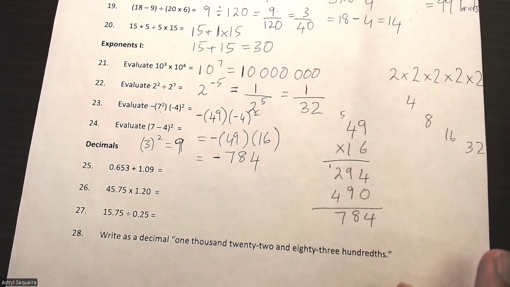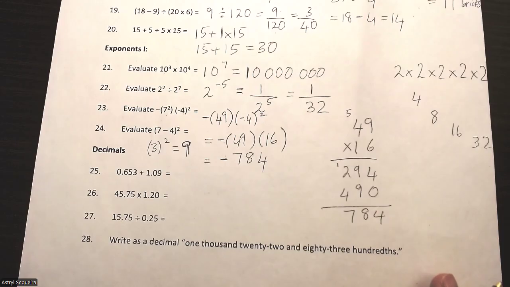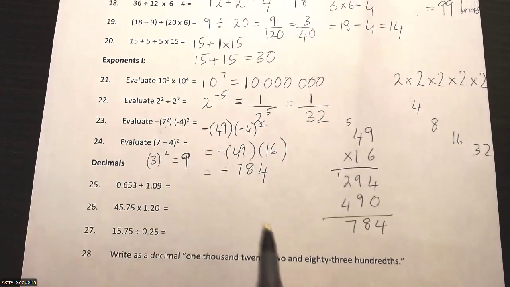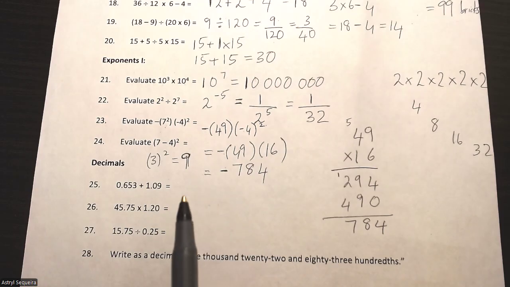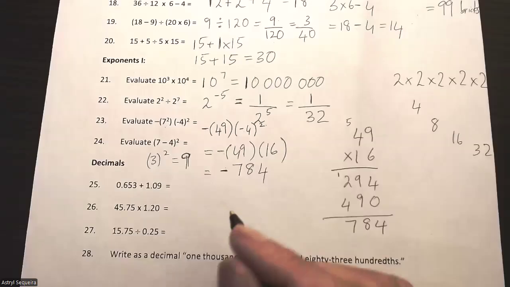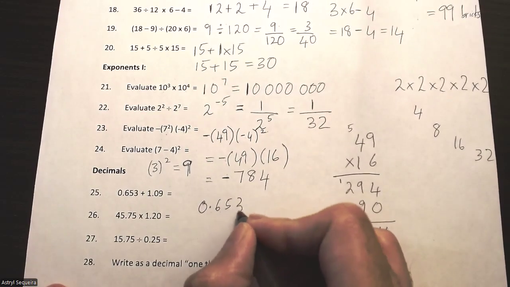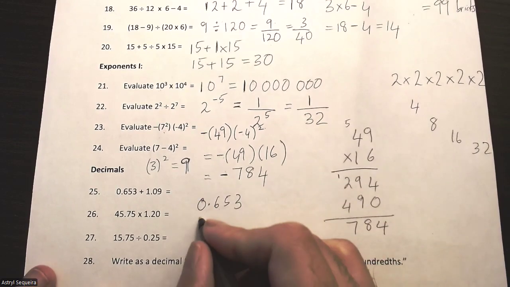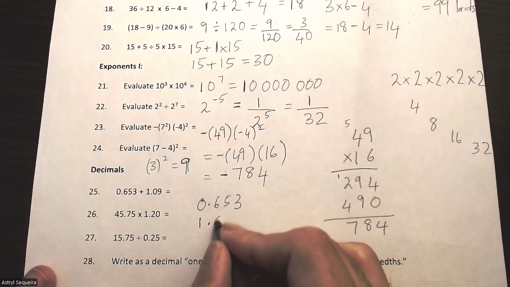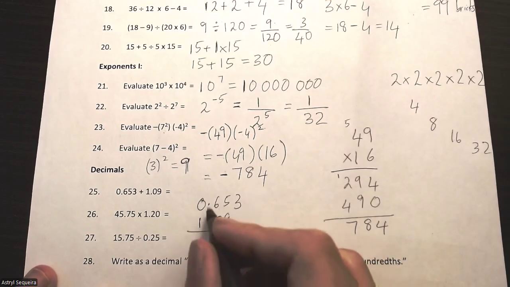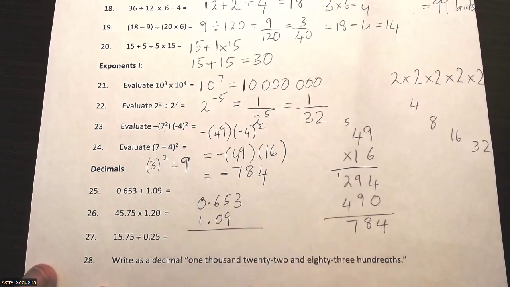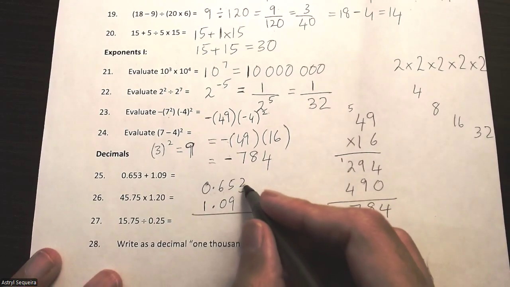All right, let's get into some decimals next. We have a decimal addition first. So let's do decimal addition over here. I want to line these up properly. So 0.653 and 1.09. Make sure the decimals are perfectly aligned always. Then we just add from the right to the left.